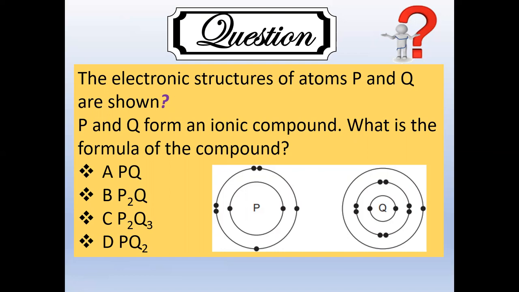Now, how many outermost electrons are in P? They are 1, 2, 3, 4, 5, 6. So P needs 2 electrons in its outermost shell, while the outermost electron in Q is 1, and it has to lose 1 electron to get the octet rule. So P is gaining 2 electrons and getting a -2 oxidation state, while Q is losing 1 electron and getting a +1 oxidation state. And in this way, this is producing overall the formula PQ2. So D is our correct answer here.